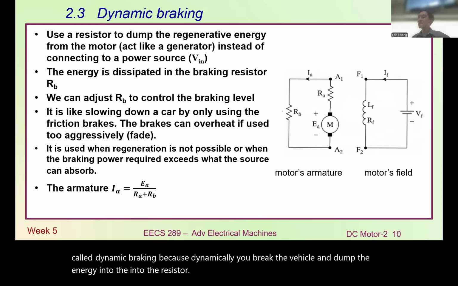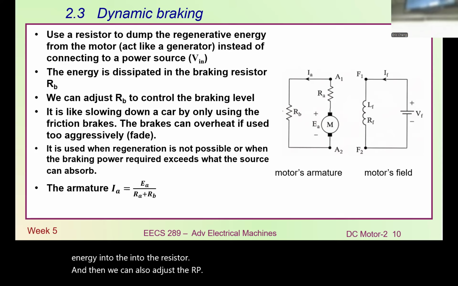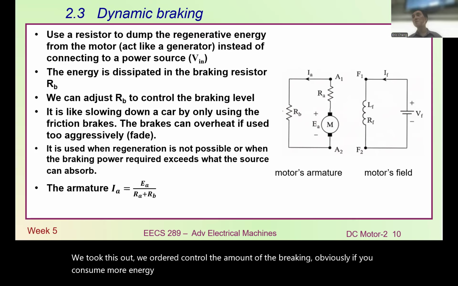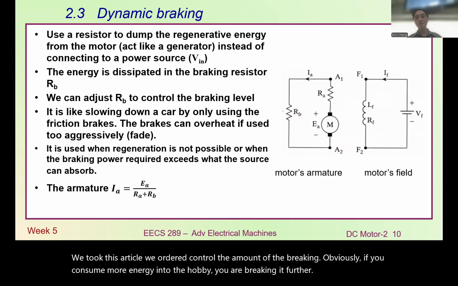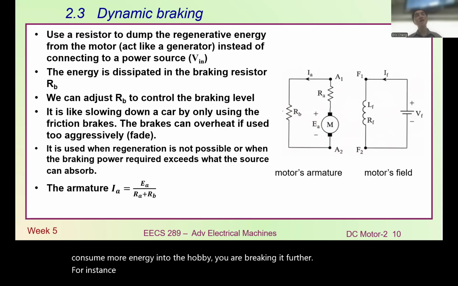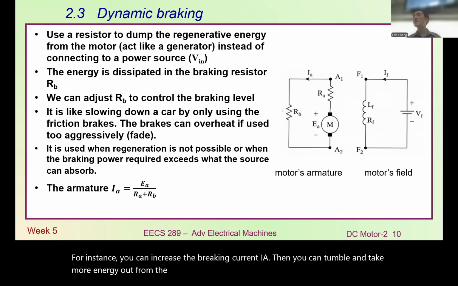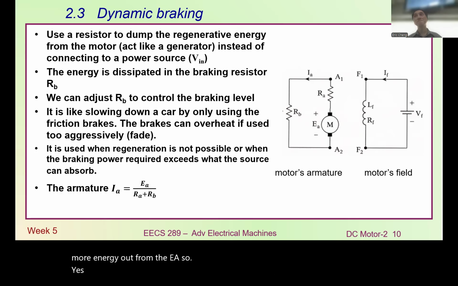And then we can also adjust the RB. We adjust this RB in order to control the amount of braking. Obviously, if you consume more energy in the RB, you brake further. For instance, you can increase the braking current IA, then you can dump more energy, take more energy out from the EA. So with our normal cars, which are not hybrid, this happens. Yes, normal cars do have this.